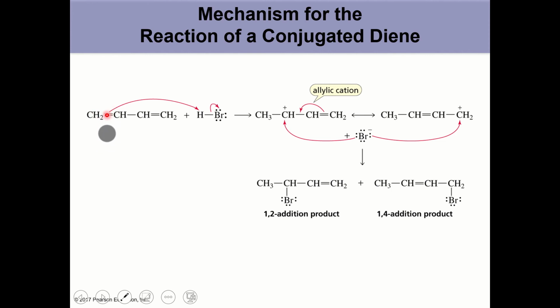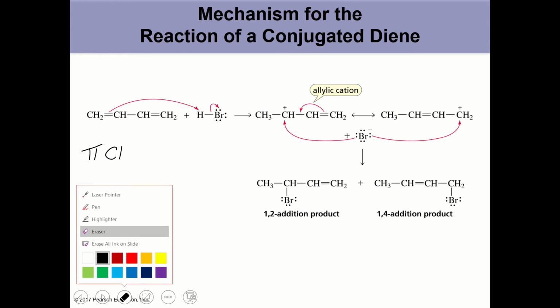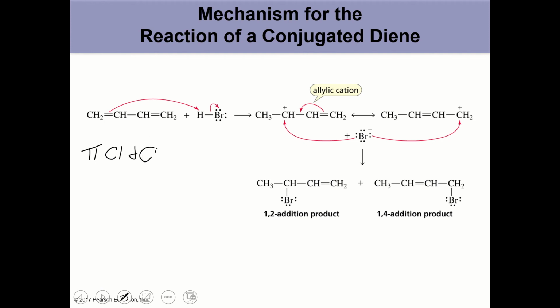The first reaction occurs when the pi bond between C1 and C2, those pi electrons are donated to the electrophile, the partially positive hydrogen electrophile of HBr. And that's for this specific reaction. So that's the first step.